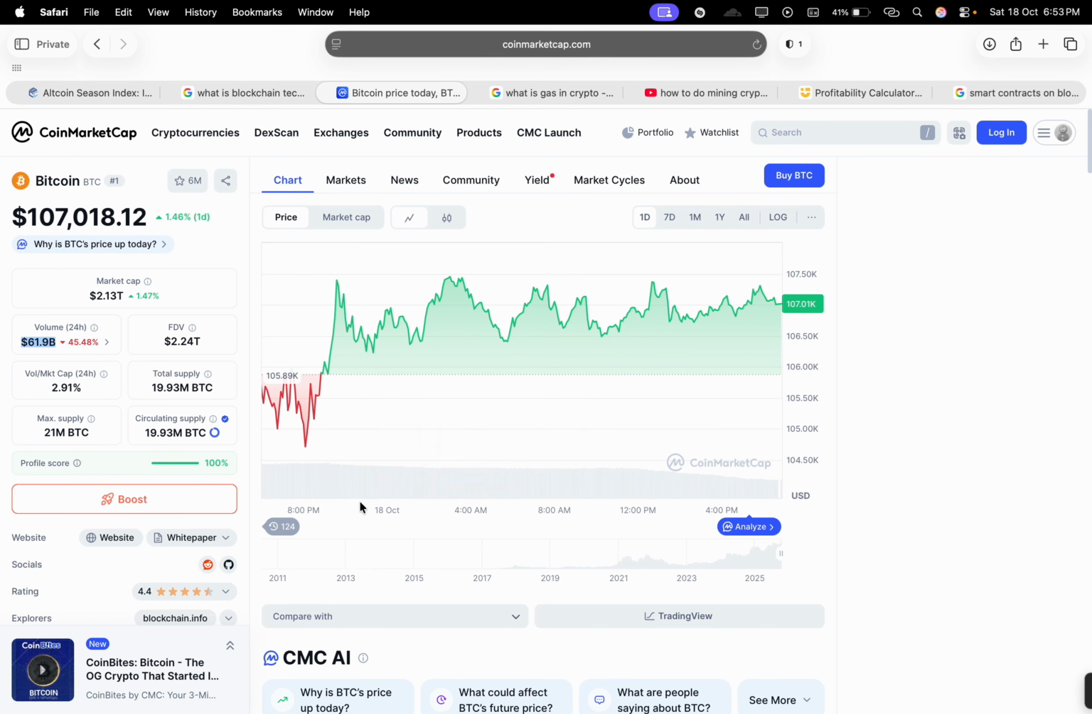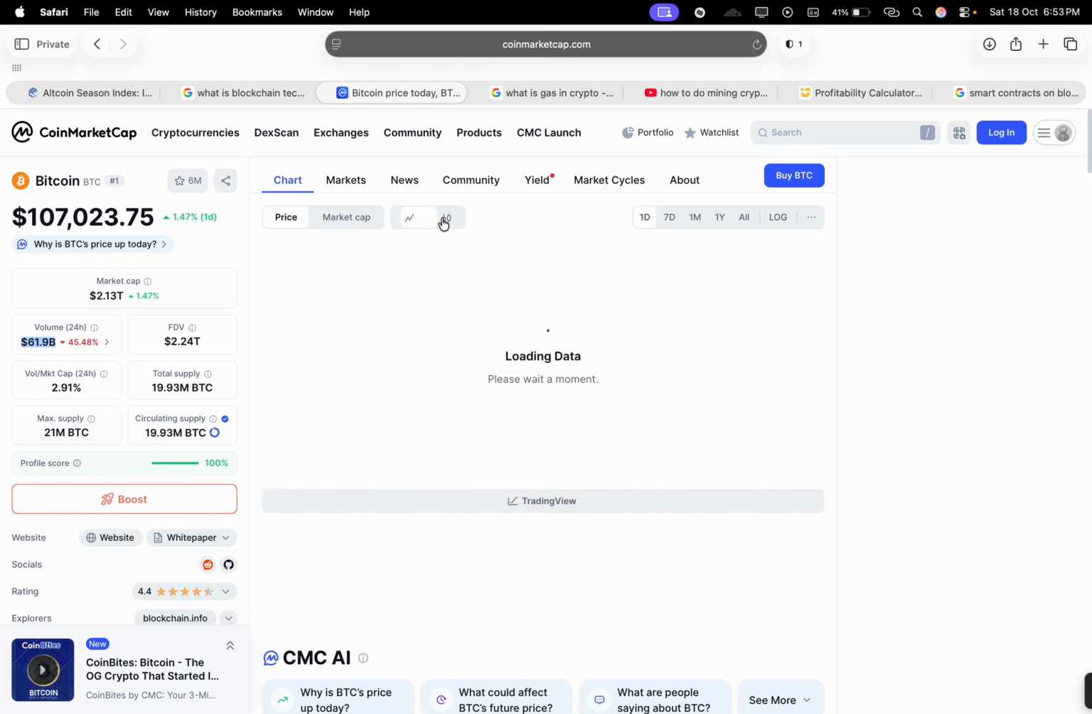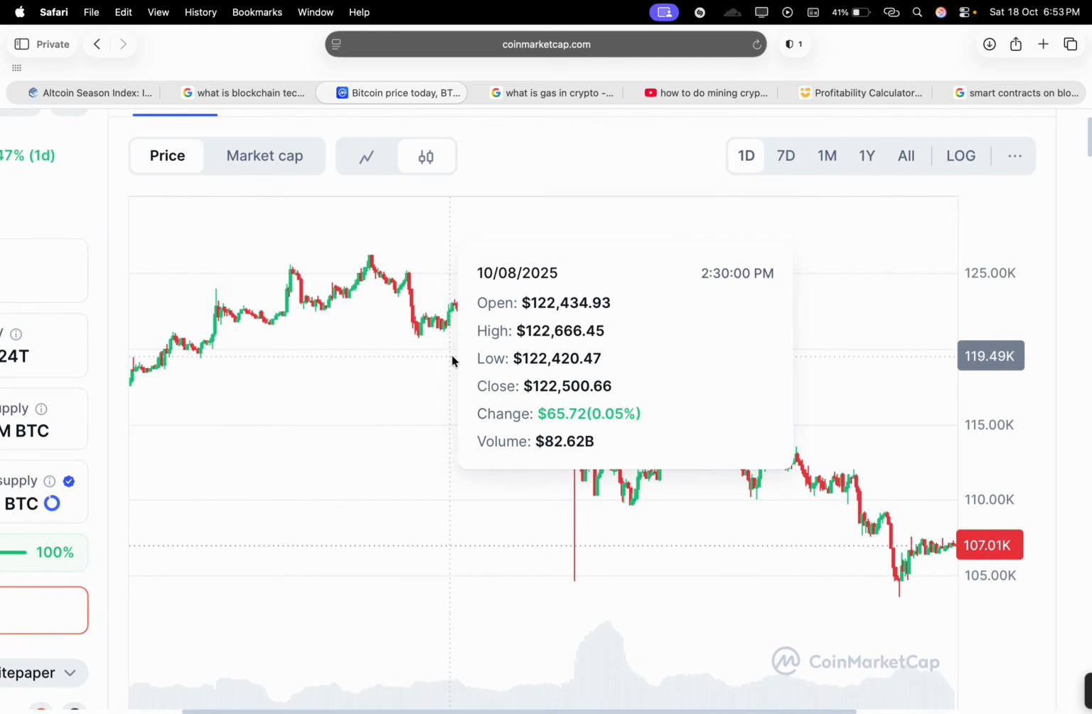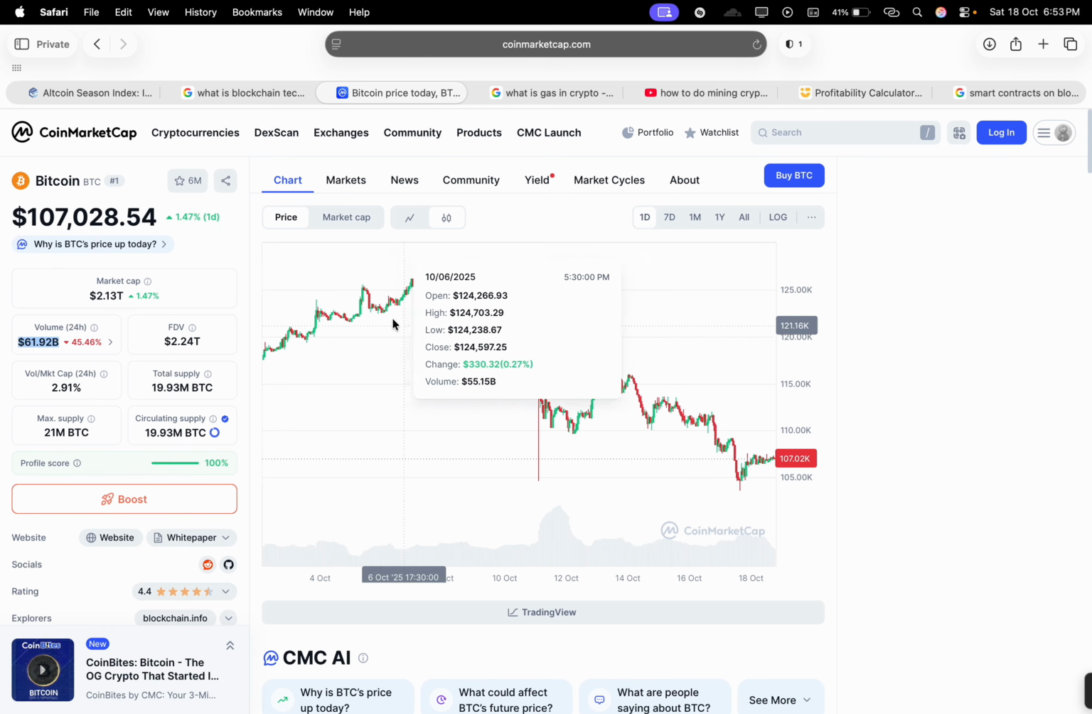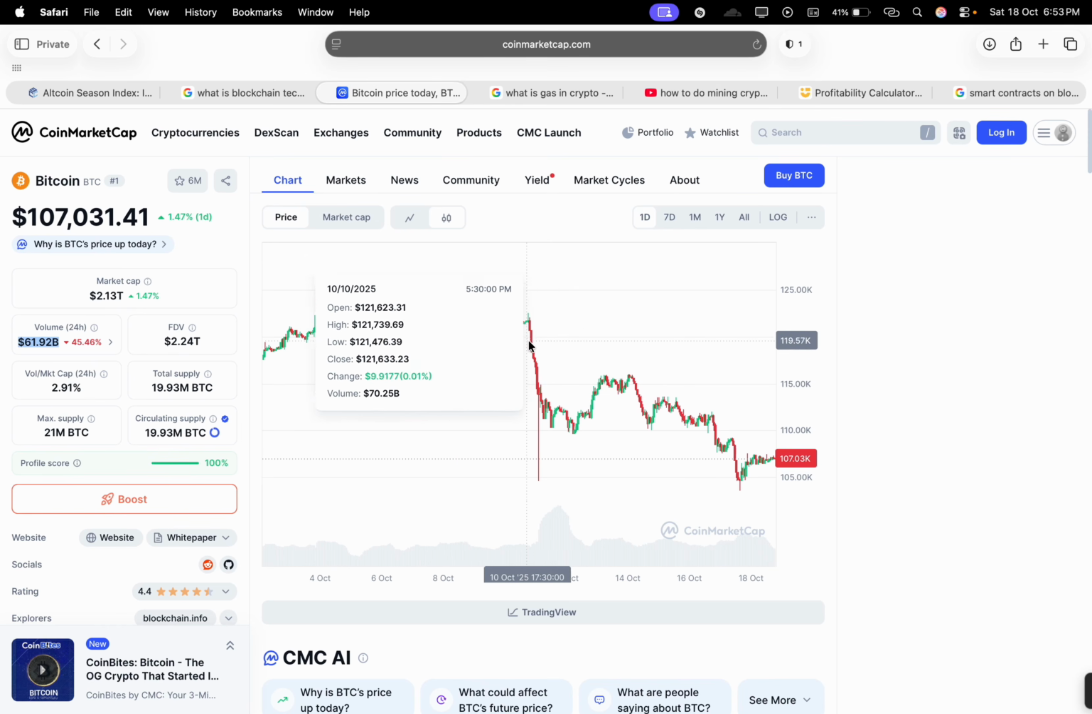So if you see the candles here, you can zoom it. Here the red candle is selling candles, that people are selling here. And green candles are buying candles.